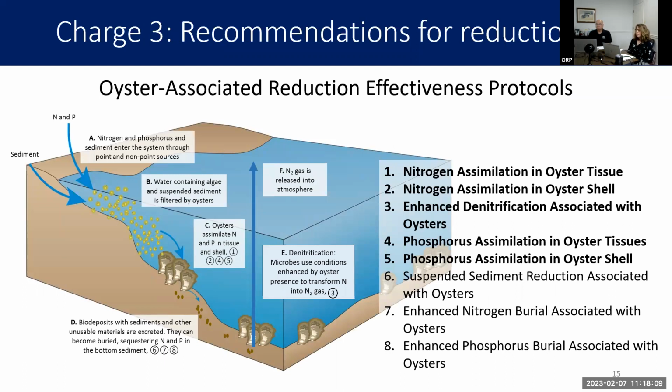The panel also identified several oyster-associated processes or mechanisms where oysters are removing nutrients from the water column. We're calling these in the report reduction effectiveness protocols. So the panel came up with 8 of these protocols, again, mechanisms where oysters are removing nutrients from the water column. And in this report, the panel is specifically providing evaluations and recommendations for 5 of those processes or protocols. And generally, these are through the assimilation of nitrogen and phosphorus into oyster tissue and shell as oysters are growing. And then the second main category is through promoting enhanced denitrification associated with oysters. And that'll be the focus of today's talk.